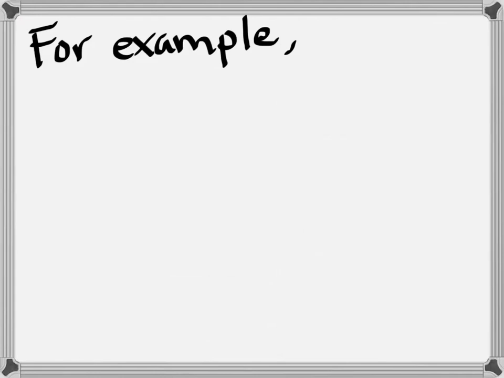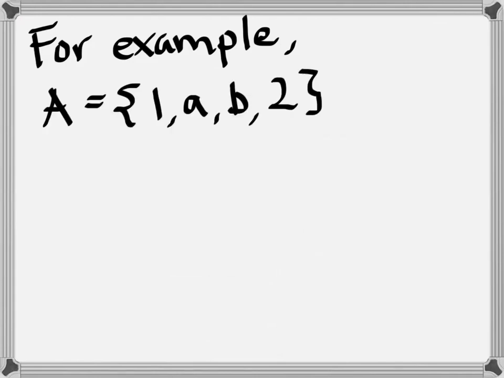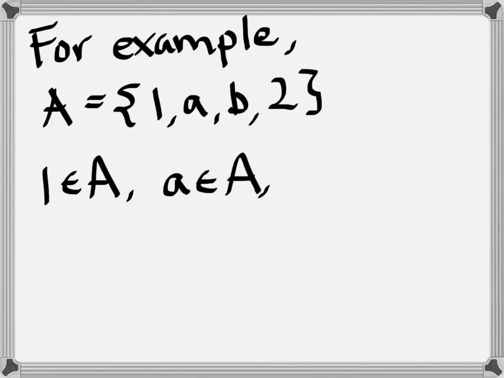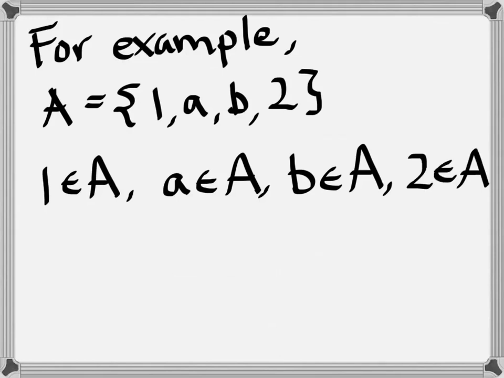For example, if we take A to be the set 1, little a, little b, and 2, we can say that 1 is an element of A, a is an element of A, b is an element of A, and 2 is an element of A. But we couldn't say that 3 is an element of A. Notice that I have the element sign with a bar slash through it for not an element of.